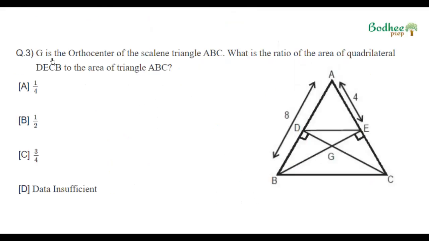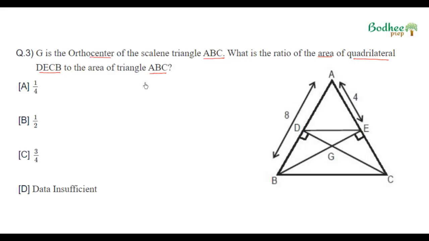Now in this question here, let's say that G is the orthocenter of the scalene triangle ABC, and we need to find the ratio of the area of quadrilateral DECB to the area of triangle ABC. So DECB, this is the quadrilateral, and the complete triangle is the triangle ABC. So we have to find the ratio of the areas.